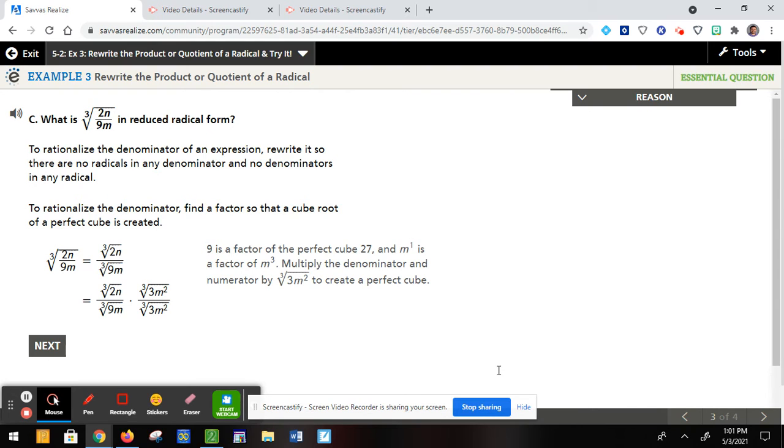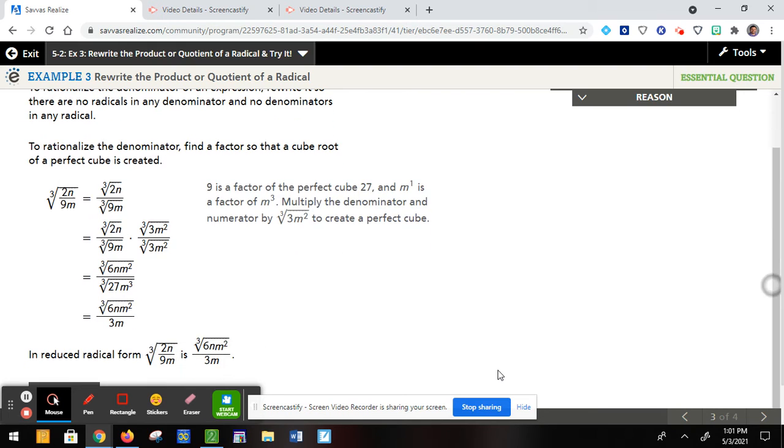The m is not a cube. If I multiply it by m squared, it will turn into m cubed. So I need to multiply numerator and denominator by cube root of 3m squared. So I end up with cube root of 6nm squared in the numerator, cube root of 27m cubed in the denominator. The point of getting 27m cubed in the denominator is because I can take the cube root of them and get 3m. All right. So the reduced radical form of the original expression is cube root of 6nm squared over 3m.